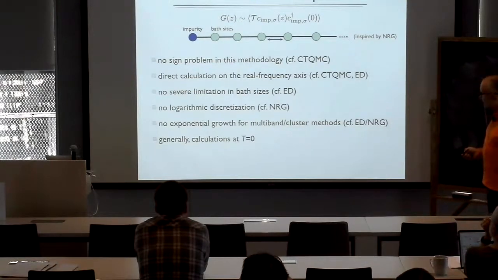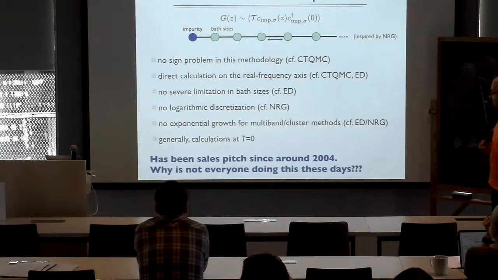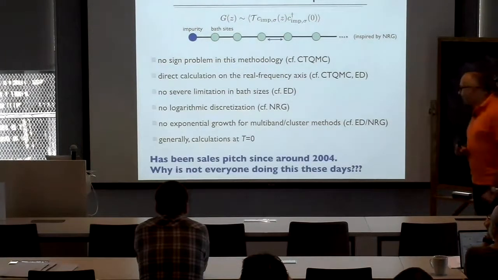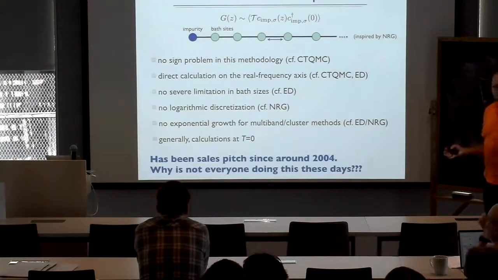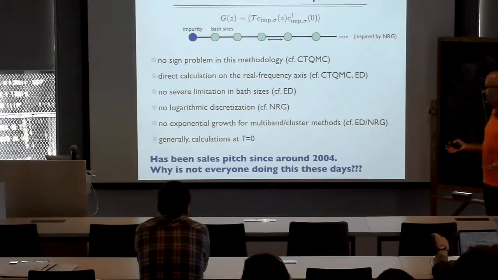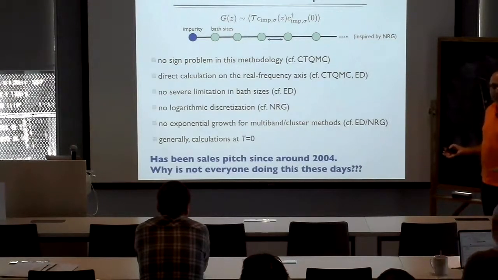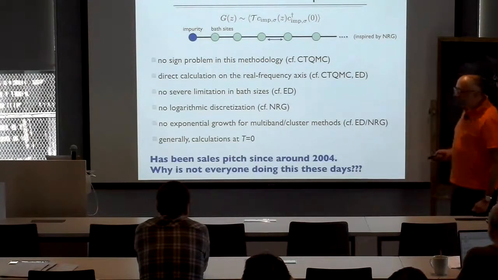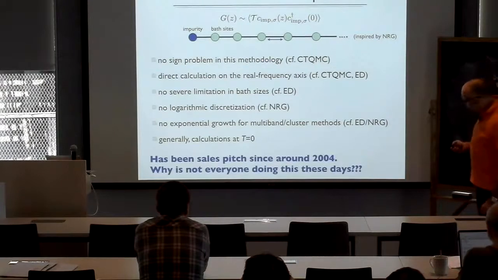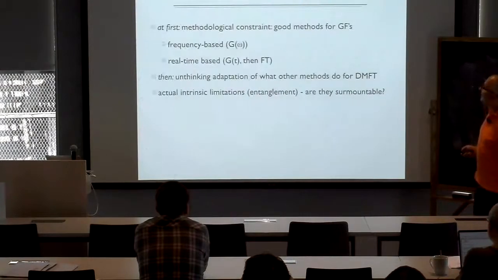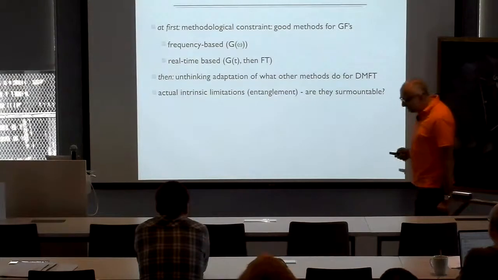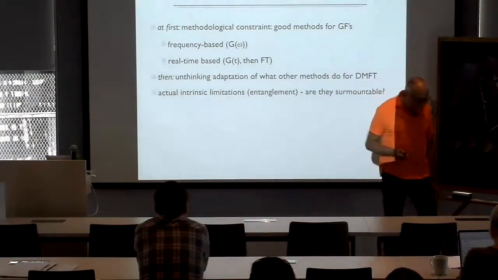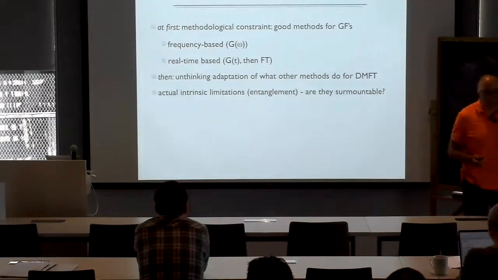And so I think it's a justified question, given that this has been going on since about 2004: why is not everyone in this audience doing DMFT with DMRG and matrix product states these days? I think this is a valid question after looking at this list. So now is the hour of honesty. Let's see why this is. And I think there are three reasons why this business has been going so slowly.